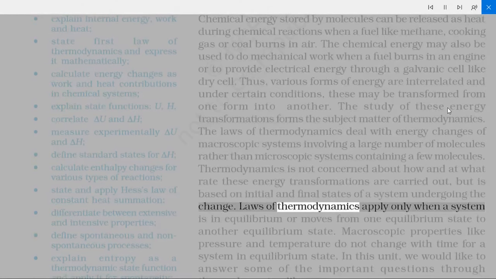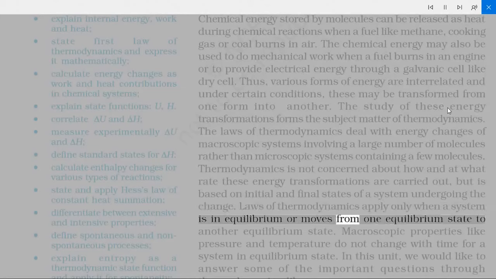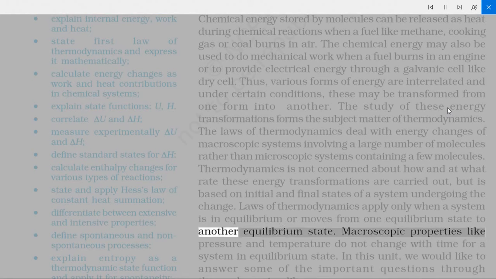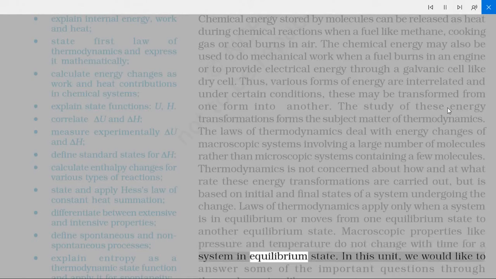Laws of thermodynamics apply only when a system is in equilibrium or moves from one equilibrium state to another equilibrium state. Macroscopic properties like pressure and temperature do not change with time for a system in equilibrium state.